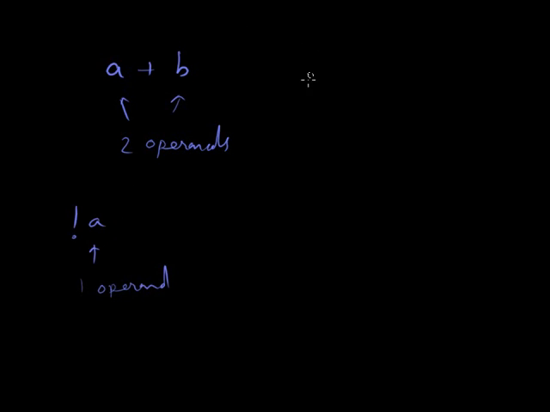So there comes a little fact here. Let us make a table here. Number of operands. If the number of operands is 1, then the operator is called a unary operator. If the number of operands is 2, then that operator is called a binary operator. And if the number of operands is 3, then that operator is called a ternary operator.